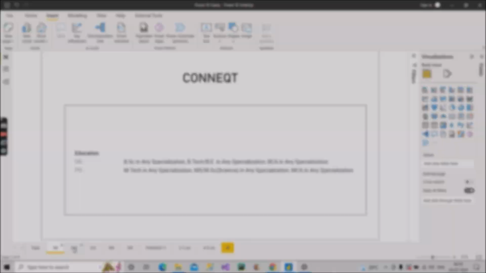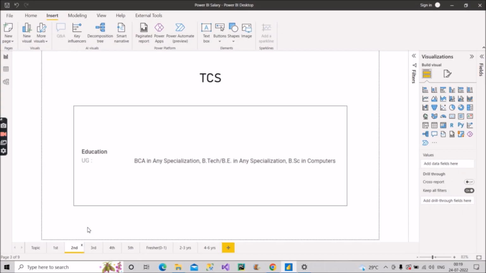Let's move to the second one. This is a vacancy posted by TCS recently on Naukri. As you can see here, their requirement is BCA in any specialization, BTech or BE in any specialization, or BSc in computers. If you have a degree related to these, you can definitely go ahead and learn Power BI. This is regarding TCS, which is the largest service provider company in India as of now.